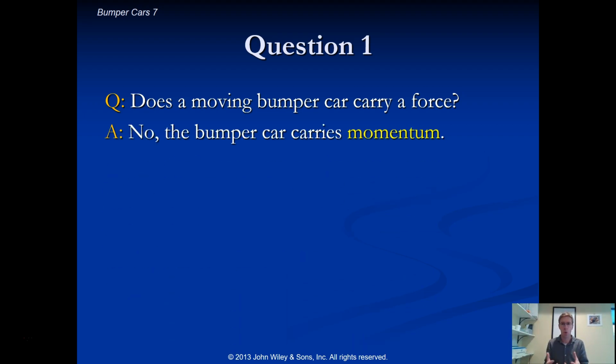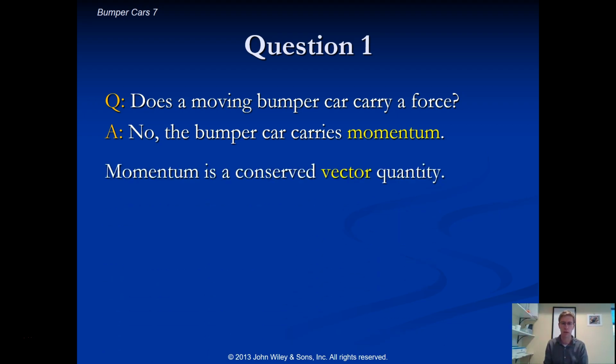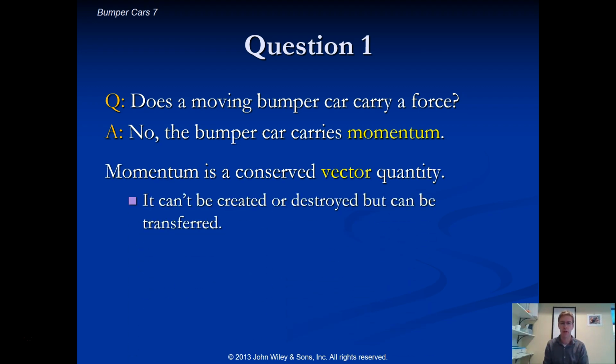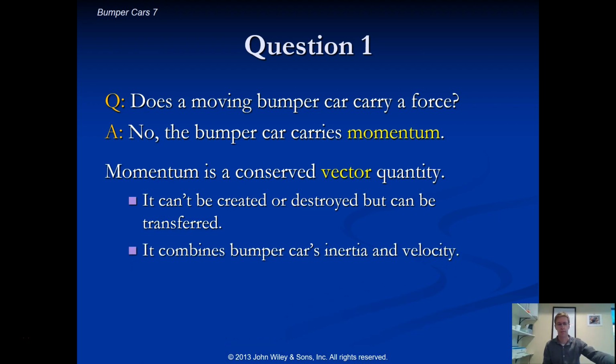The physical quantity that it carries with it to describe the amount of inertia it has while moving, right? So it's a combination of its inertia and its motion together. We call that physical quantity momentum, and it's a conserved vector quantity, which means that if you have an isolated system, one that's free of any external forces, then the total momentum in your system will not be created or destroyed. Instead, it will only be transferred between different objects.